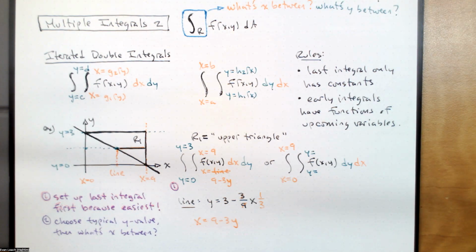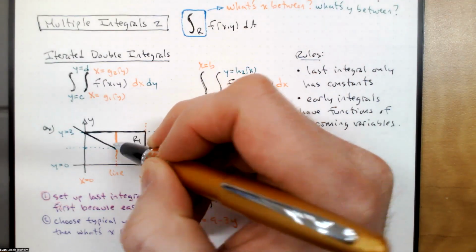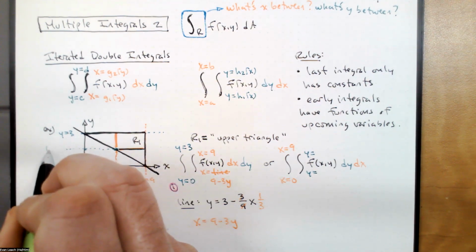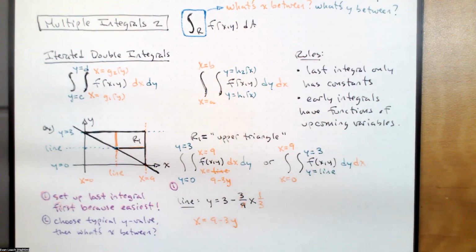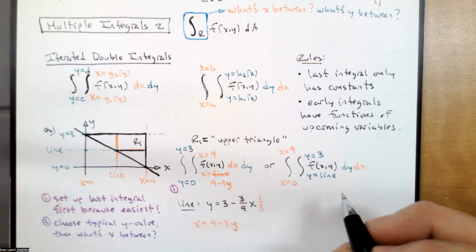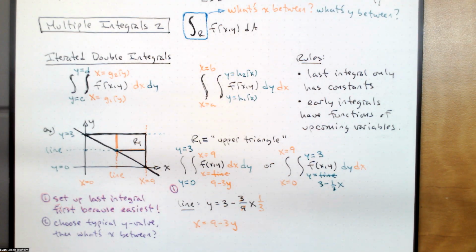Now we're going to pick a typical x value and answer what's y between. We'll pick a typical x value and say what's y between. y starts off at the line and ends at 3. I can't just be writing y equals line. I can't just write the word line. I need some function of x because I get to use functions of upcoming variables. So I'm going to replace line with y equals 3 minus a third x. That's the y as a function of x description of the line.